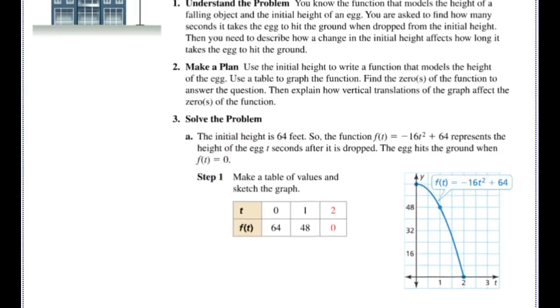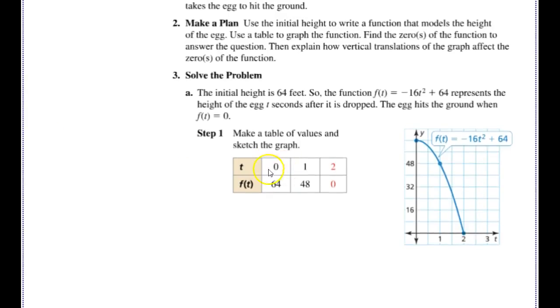So the first thing I want to do is make a table of values. And here you see I only have positive values in my t. I don't care about negative ones because I can't have negative time. So I make my table of values, and then I plot my points and sketch my graph. So I see both from my table and my graph that I have a 0. And a 0 is the same thing as a root, which is the same thing as a solution. It's where my graph crosses the x-axis, or in this case, the t-axis.